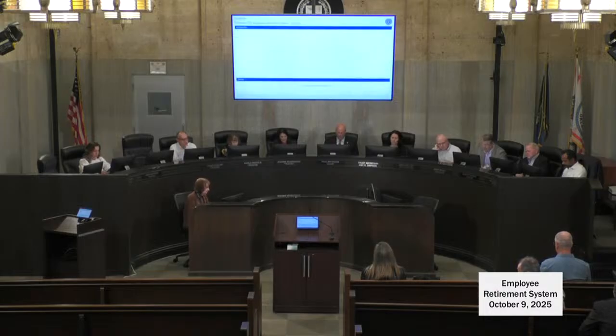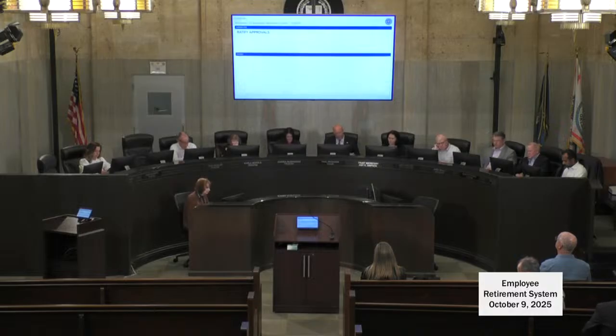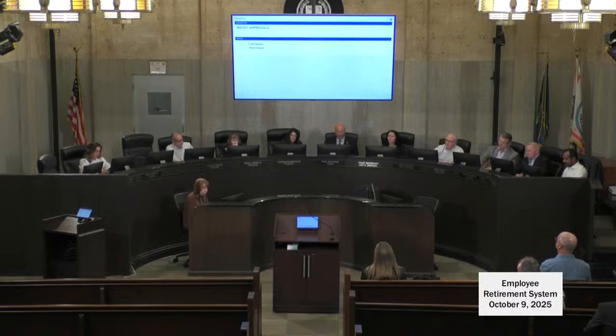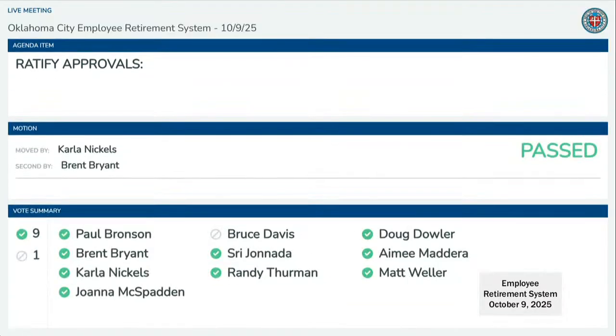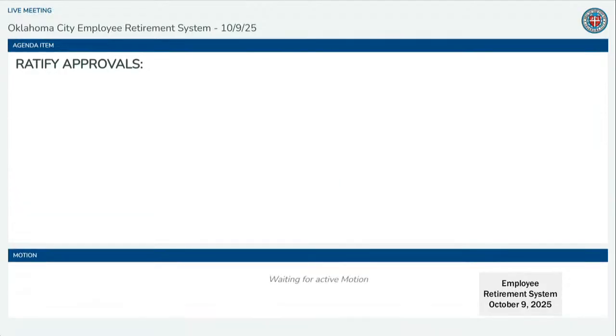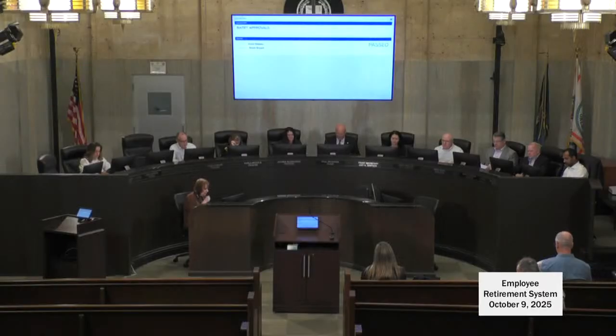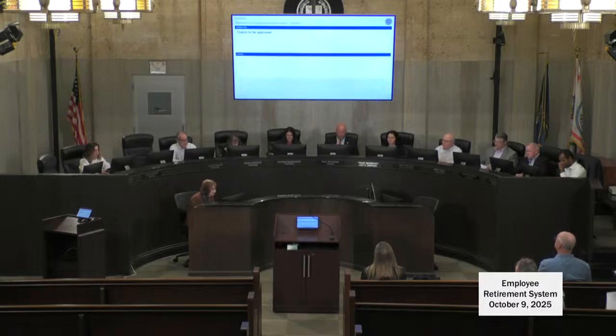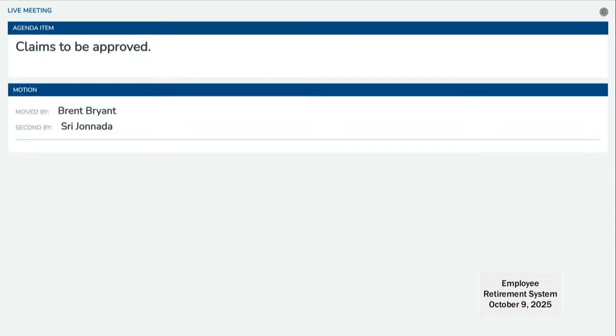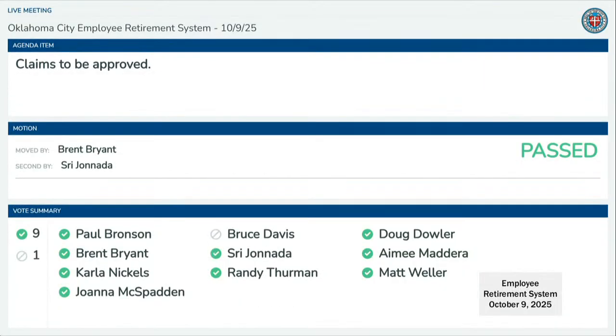Item number 5 is to ratify approvals. We can approve all these items with one motion too. Have a motion and a second. Please record your vote. Item is approved. Item number 6 is to approve the claims docket. We have a motion and a second. Please record your vote. Item is approved.